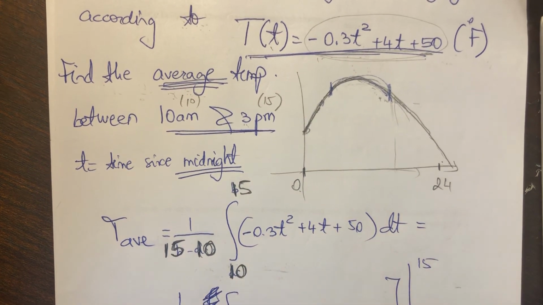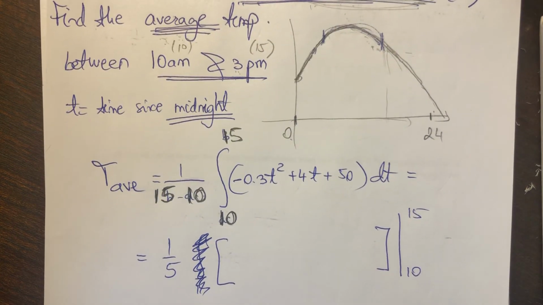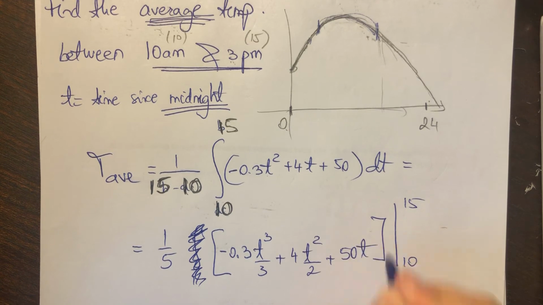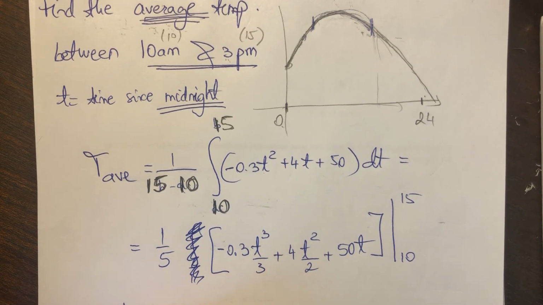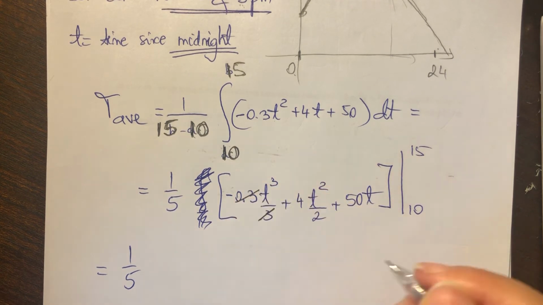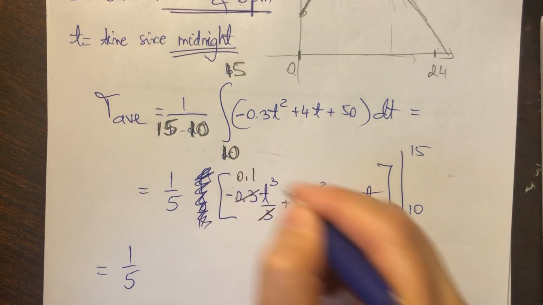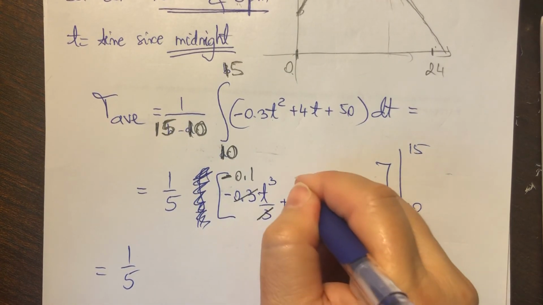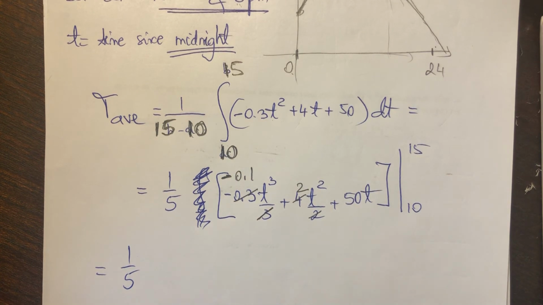So let's go straight and find the antiderivative of that. It's negative, we'll keep the 0.3, t to the third over 3, plus 4t squared over 2, plus 50t. That's it. So there's going to be 1/5, yes? I'm going to make this prettier. 0.3 divided by 3 is 0.1, and of course don't forget it's negative. 4 divided by 2 is 2, so these are the values I'm going to plug in.